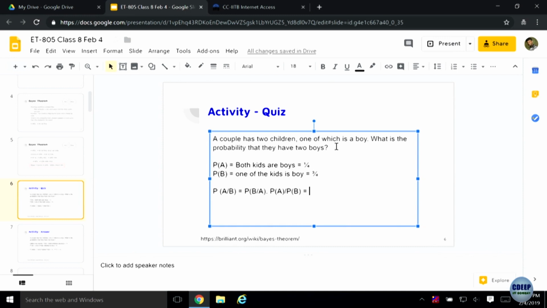So what is probability of B by A? Given that both are boys, what is the probability of one being a boy? It is 1, because both are boys, so one is a boy. There's no other way. So probability of B by A is 1 always in this particular case. So 1 into probability of A, which is 1 by 4, divided by 3 by 4, that is equal to 1 by 3. That's the answer. We got it now?